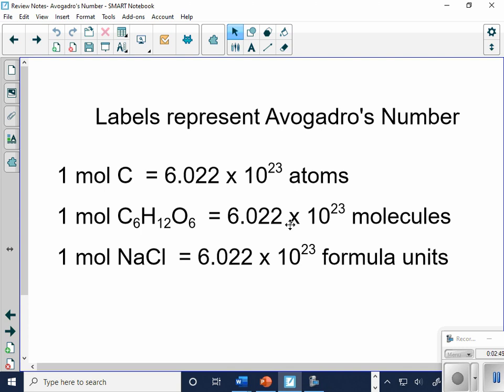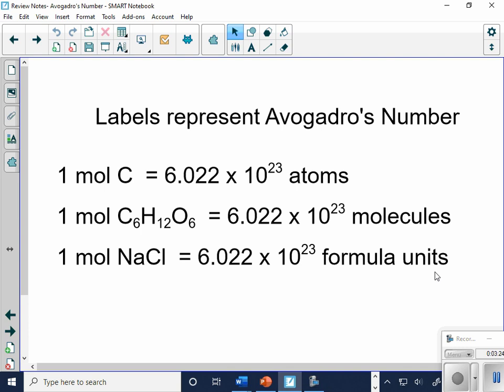So when I get here, 1 mole of carbon is equal to Avogadro's number of carbon atoms. 1 mole of glucose, C6H12O6. 1 mole of glucose has Avogadro's number of molecules of glucose. 1 mole of sodium chloride has Avogadro's number of formula units of sodium chloride.